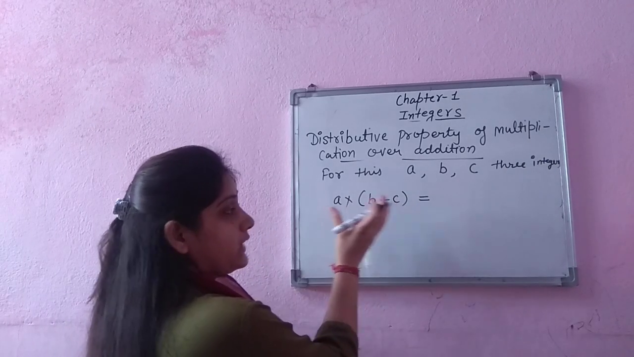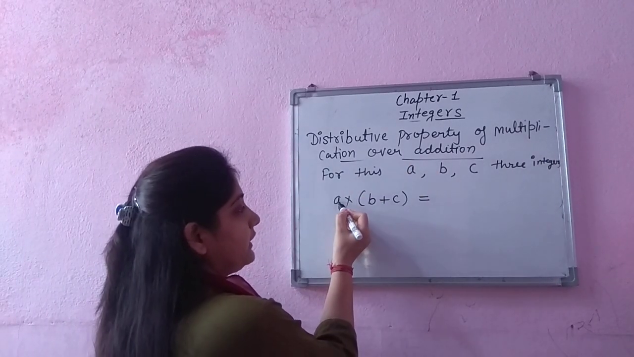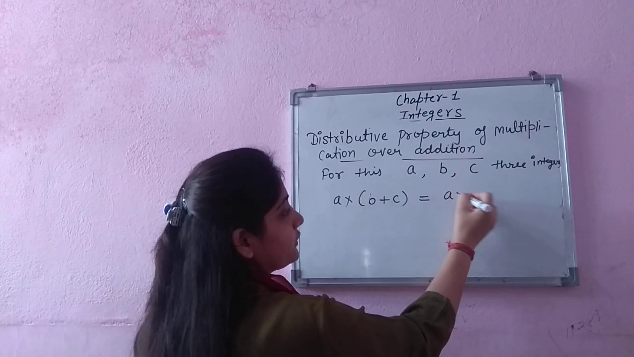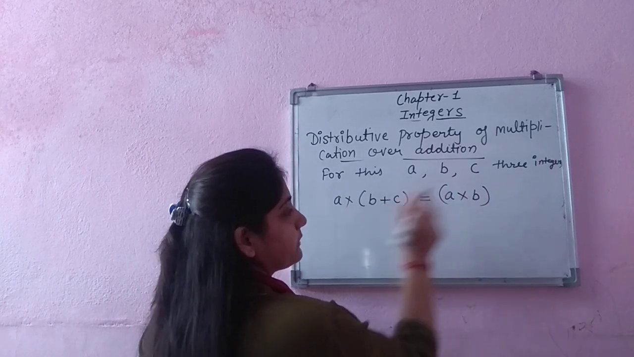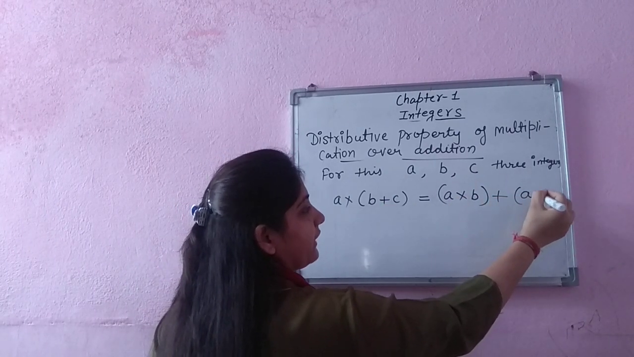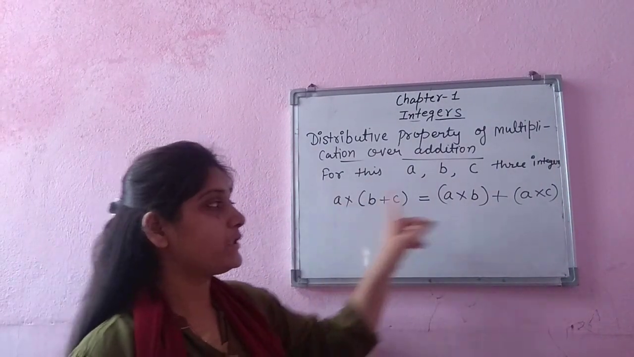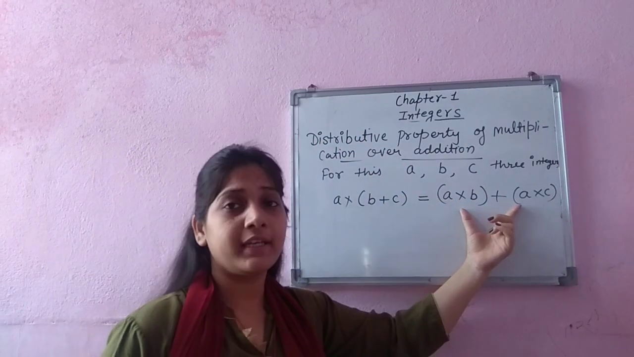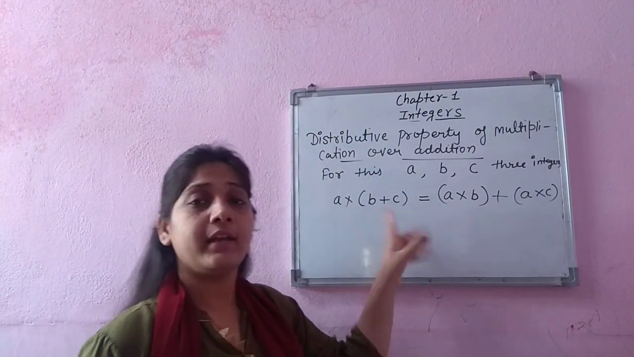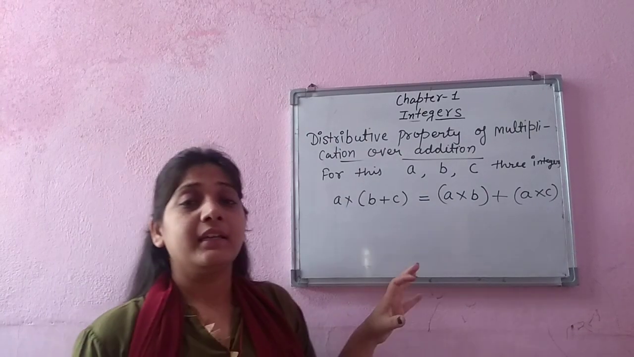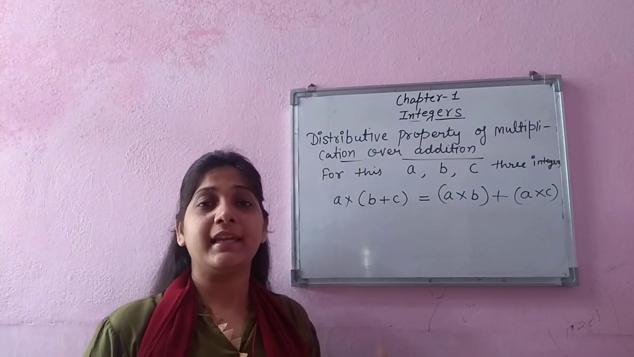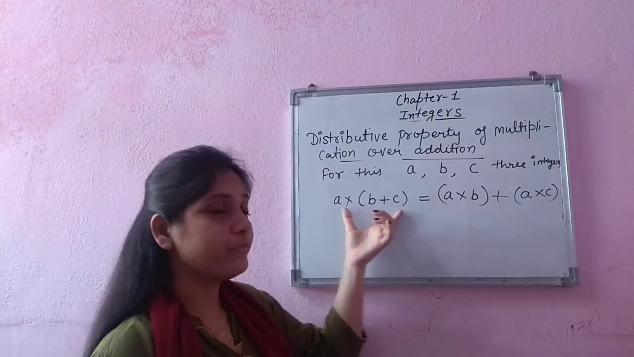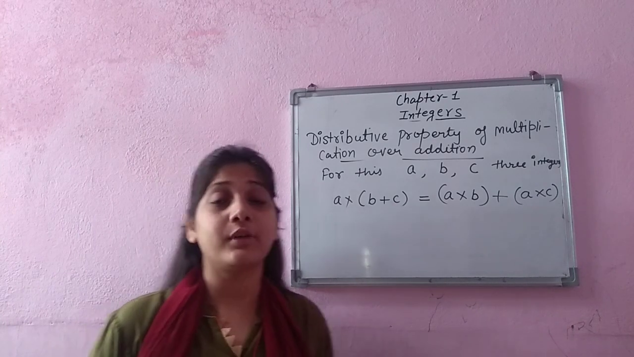So when I take its RHS part, it will be A multiplied with B as well and A multiplied with C as well. So A multiplied with B, that is positive sign, and A multiplied with C. You can see A distributes with B and C. So the name is satisfied, the distribution is here and multiplication over addition. Now this property can be satisfied by taking any three integers. It is possible for all. So we have to prove the LHS part is equal to RHS, or the question can be like that.